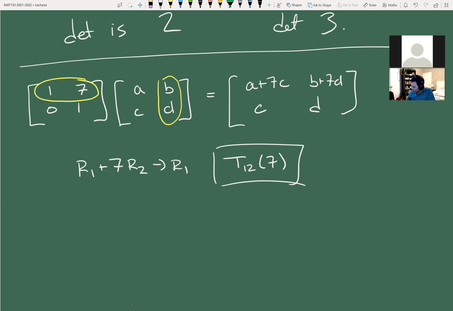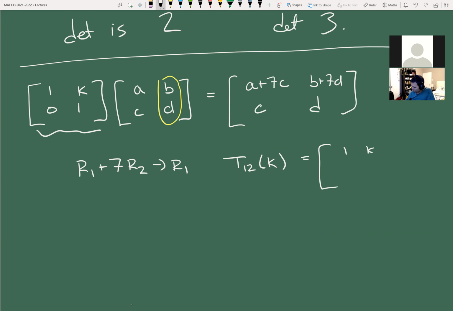What if I just change this number? I wanted this to be, well, let's not use C here because I've used C in the matrix. If I wanted this to be K, what would I change in this matrix to do that? Like what number here would change? Yeah, the 7 would change, right? Okay, so like that.